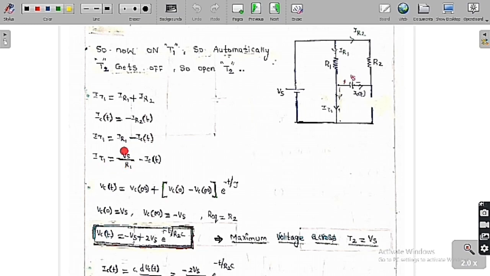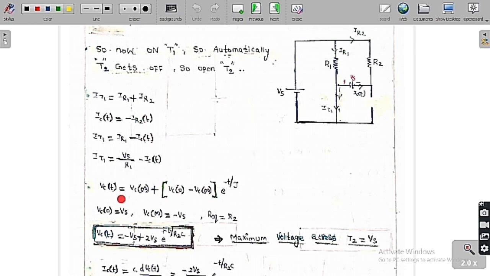So what is the value of IR1? If you apply KVL in this loop, it is plus Vs minus R1 into IR1 is equal to 0. So we get IR1 is equal to Vs by R1. So the value of the thyristor current IT1 is Vs by R1 minus IC of t.